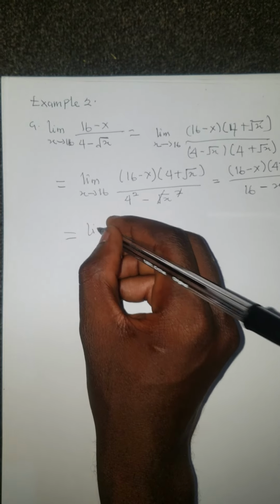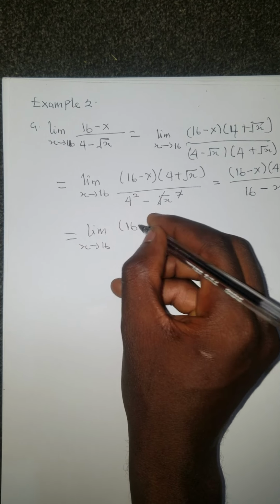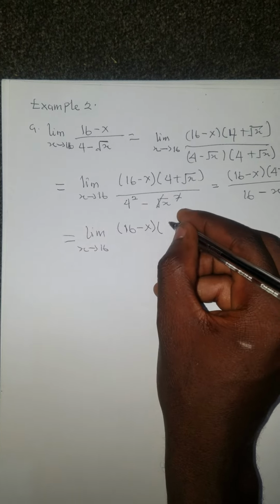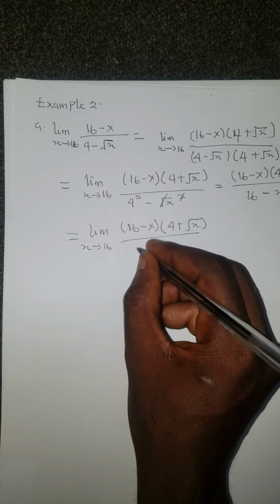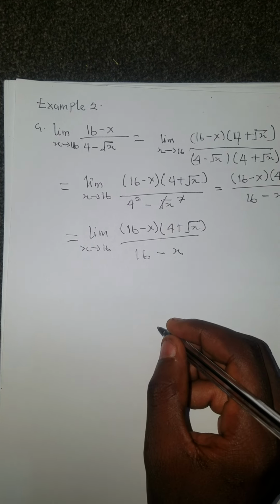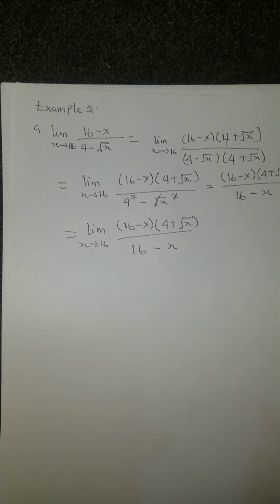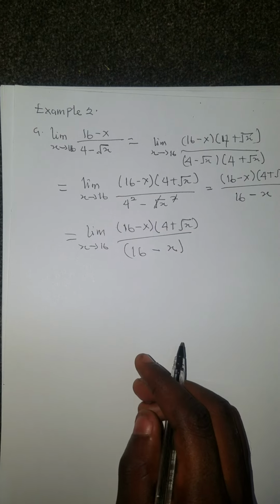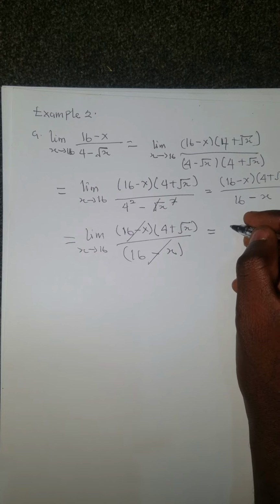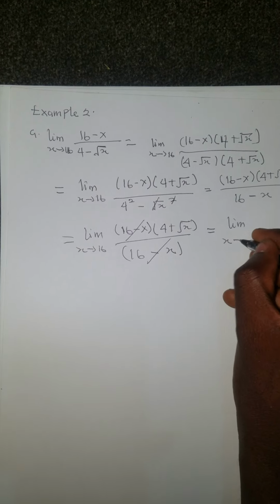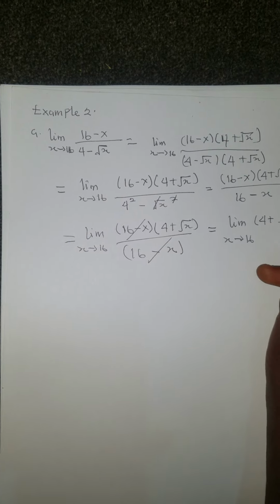Now it will be lim where x approaches 16, 16 minus x, 4 plus root of x, all over 16 minus x. So this is 16 minus x, 16 minus x. This can take away this, and we'll now have lim x approaches 16, 4 plus root of x.